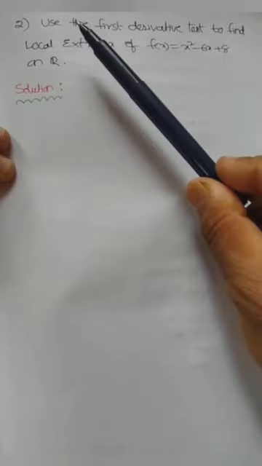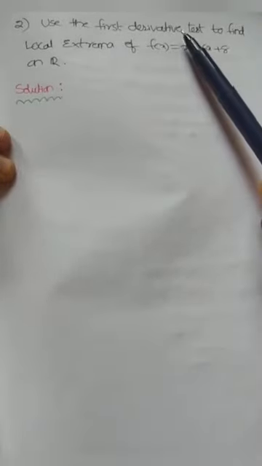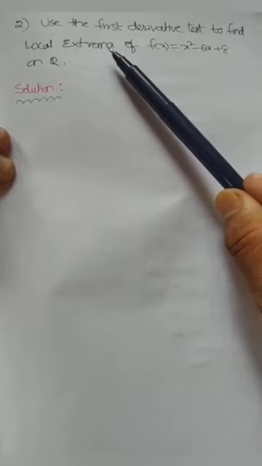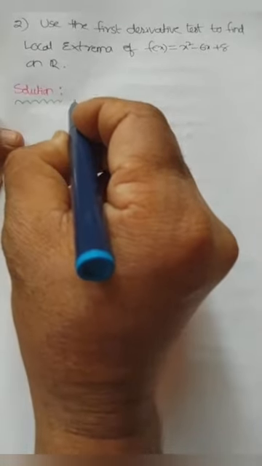Now the second problem. Use the first derivative. He mentioned that we have to use the first derivative, as in the previous problem. Test to find the local extrema of f of x is equal to x square minus 6x plus 8 on real number system.